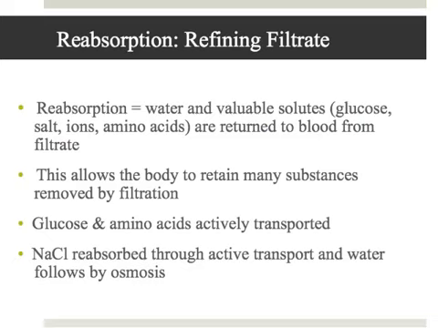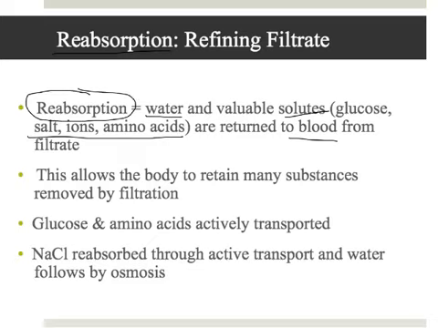Okay, so let's talk about step 2, reabsorption. Remember, in filtration, we just took everything that was small out of the blood and put it into the nephron. But now, there are some things that we don't want to urinate out. There are some things that you want to keep in your body. So things like water and solutes, like glucose, salts, ions, amino acids, those things we want to keep. So those things are returned back to the blood. They're reabsorbed by the blood. So this helps the body to retain things that we initially got rid of via filtration.